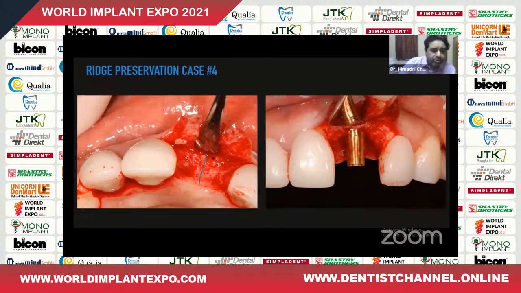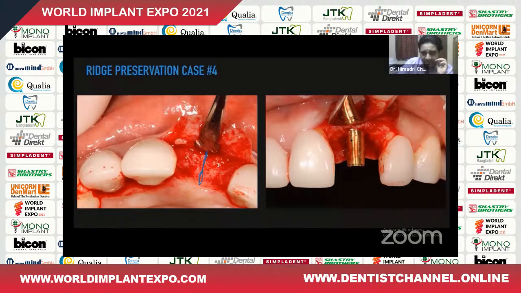This is quite good. This is around 5.5 millimeter of bone, six millimeter of bone here, 5.5 to 6. I don't remember the exact value, but getting such a bone in the anterior region is remarkable. Unless we had done this ridge preservation, it is unbelievable that after 4 months we would have got this amount of bone.